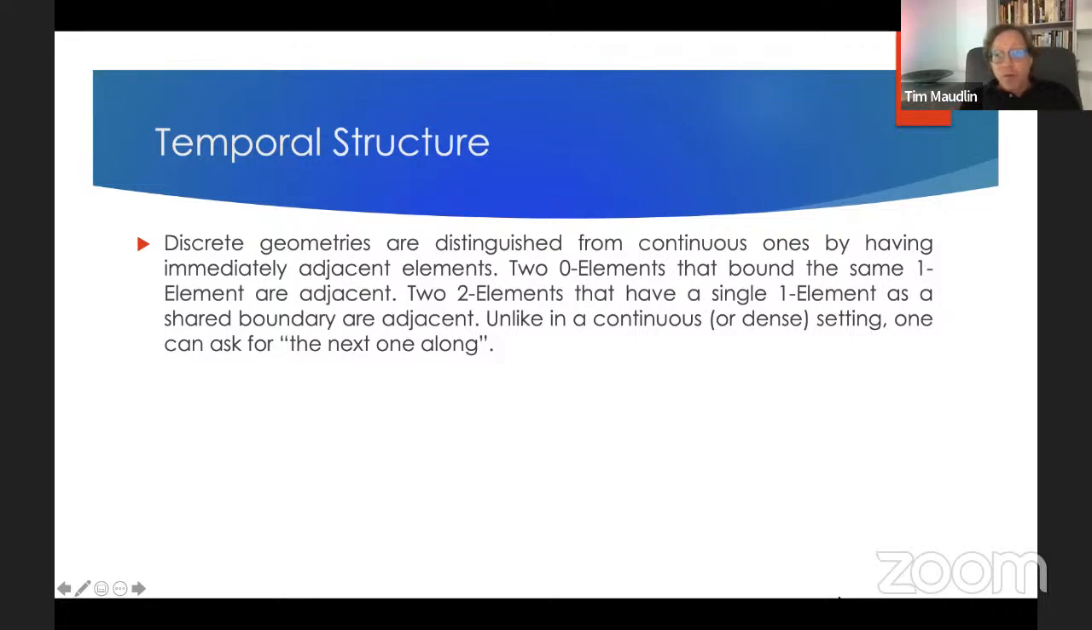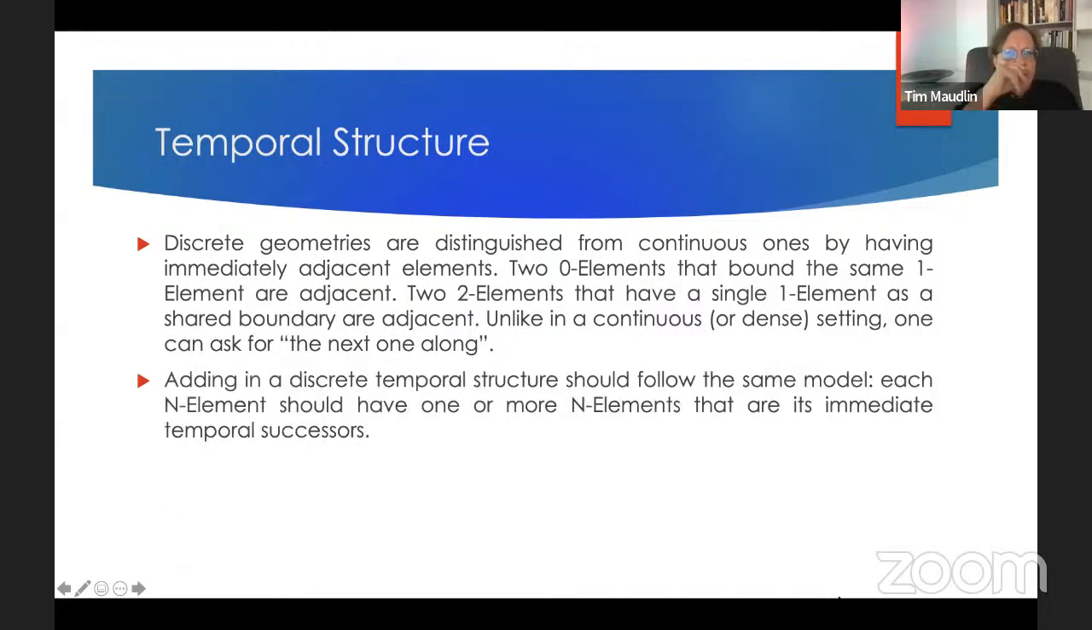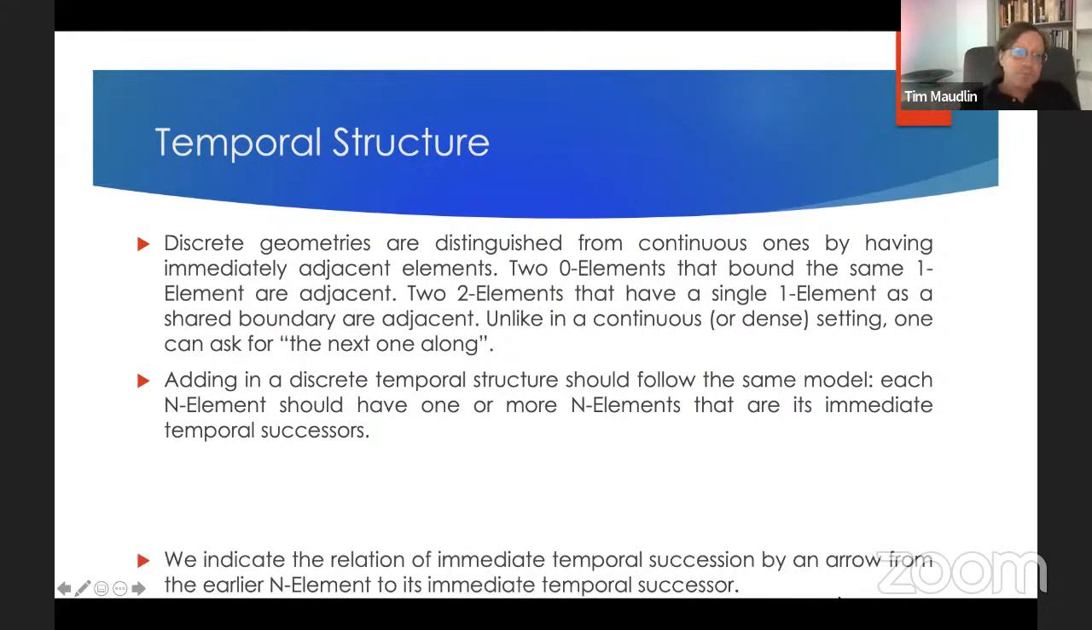So we're going to do the same thing with time. We're going to make it discrete, which means for any event, there will be the immediately preceding ones and the immediately succeeding ones in time. And following that model, we're going to introduce arrows, and they have a directionality because time has a directionality, connecting different layers of this spatial structure, so that by following the arrows, they'll take you from any n element to its immediate successors in time. Good.